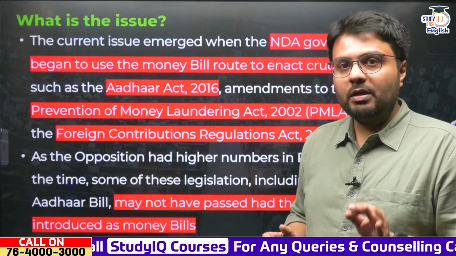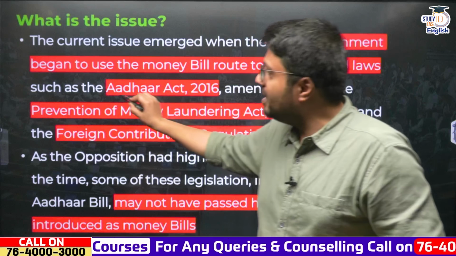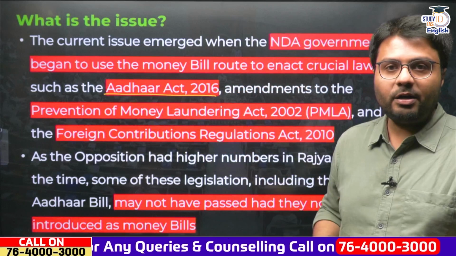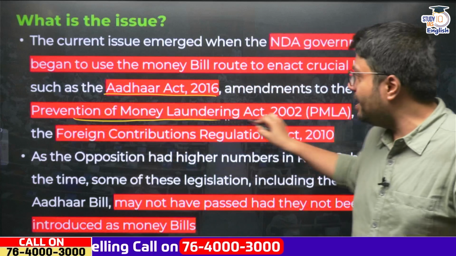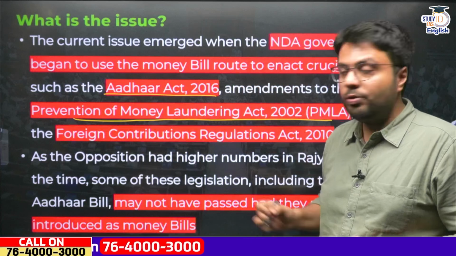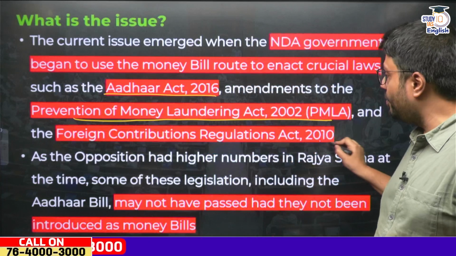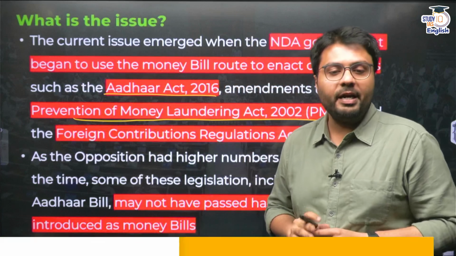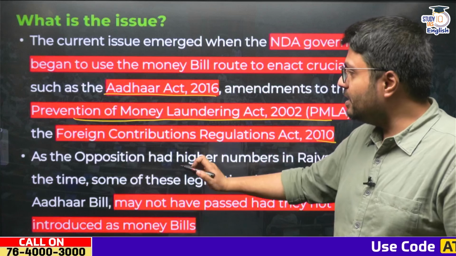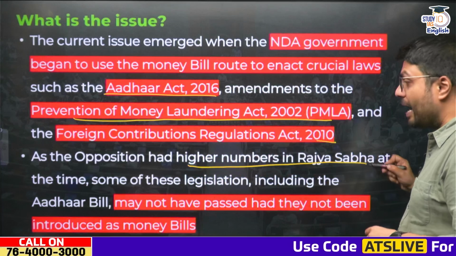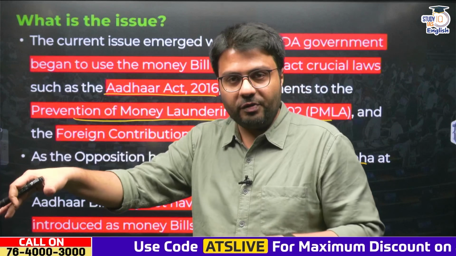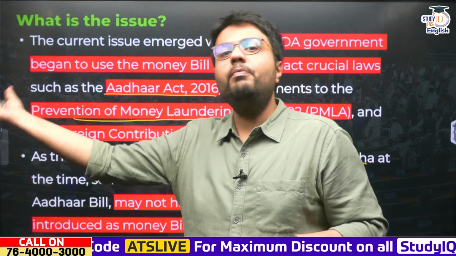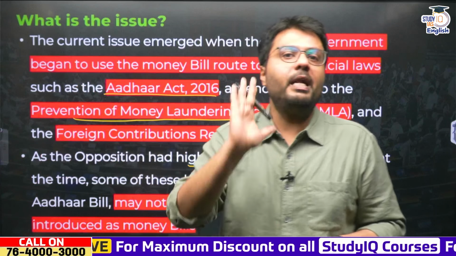And according to the opposition, the government has done a similar thing with the Aadhaar Act 2016. It has done a similar thing when it passed an amendment to the PMLA, the Prevention of Money Laundering Act 2002, as well as the Foreign Contribution Act 2010 when it brought amendments relating to the same. Now the opposition says it is because they have higher numbers in Rajya Sabha, so passing a bill in Rajya Sabha would prove to be difficult for the government. So the government has tried to bypass Rajya Sabha by designating a bill as a money bill.